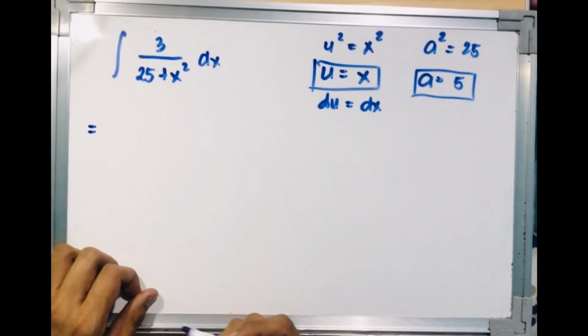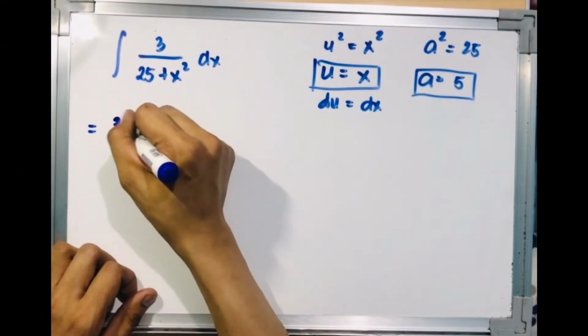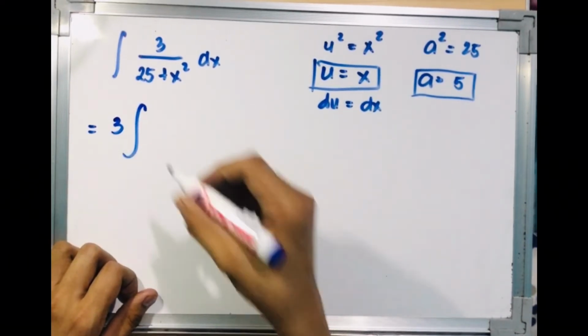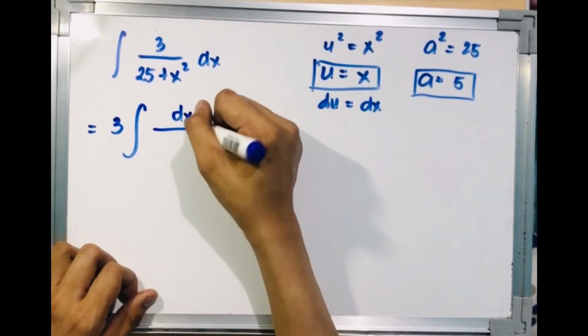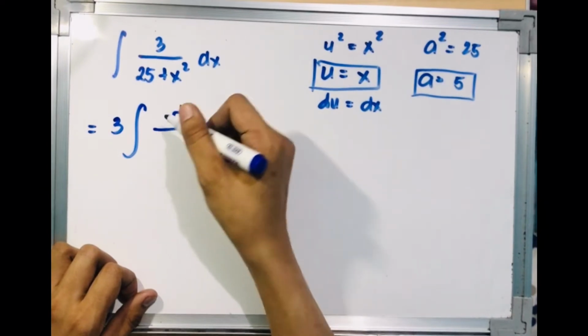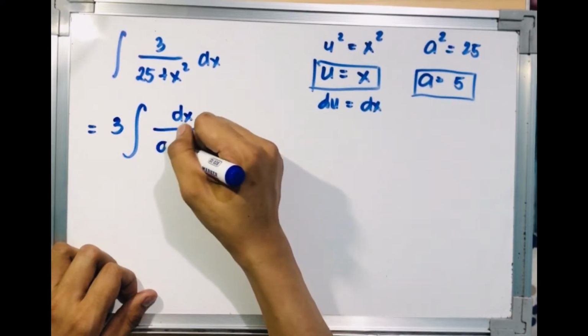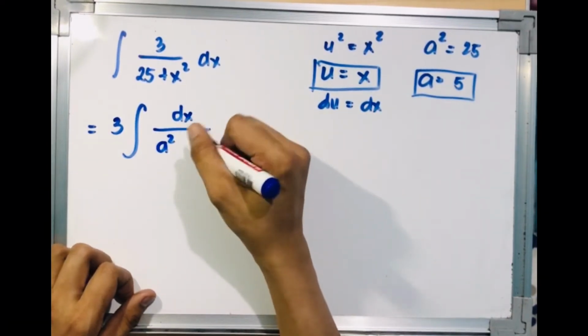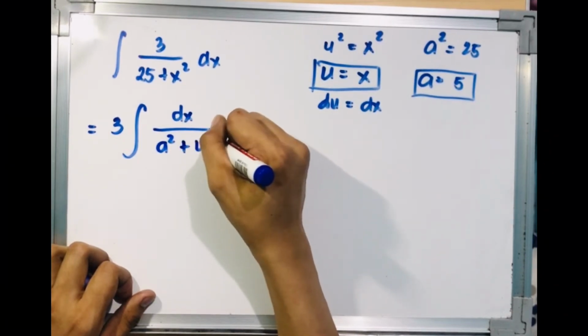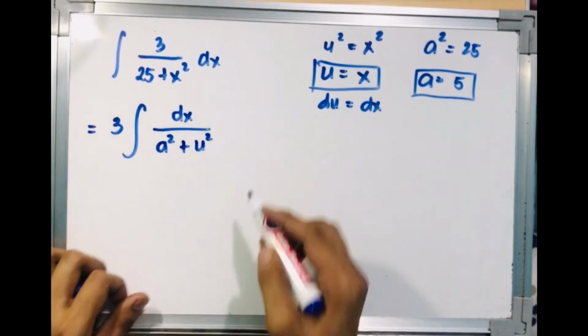Ano gagawin natin dun sa 3? Eh di, napakadali lang. Ilabas natin since constant siya. And then, babalik siya dito sa form na dx over, ano yung 25 natin? That's our a squared. Ano yung x squared? That's our u squared. Okay? So, nakita nyo na yung form na to kanina.